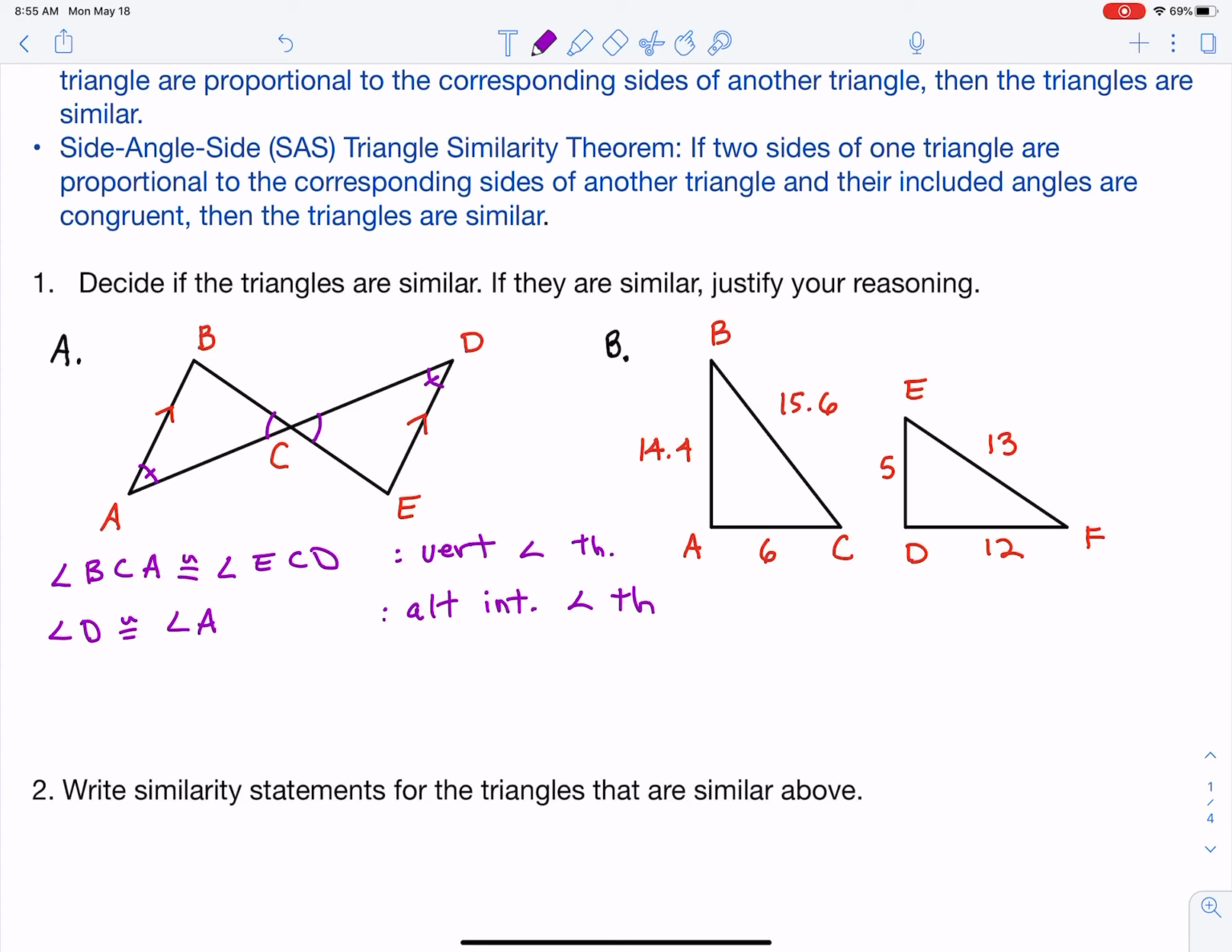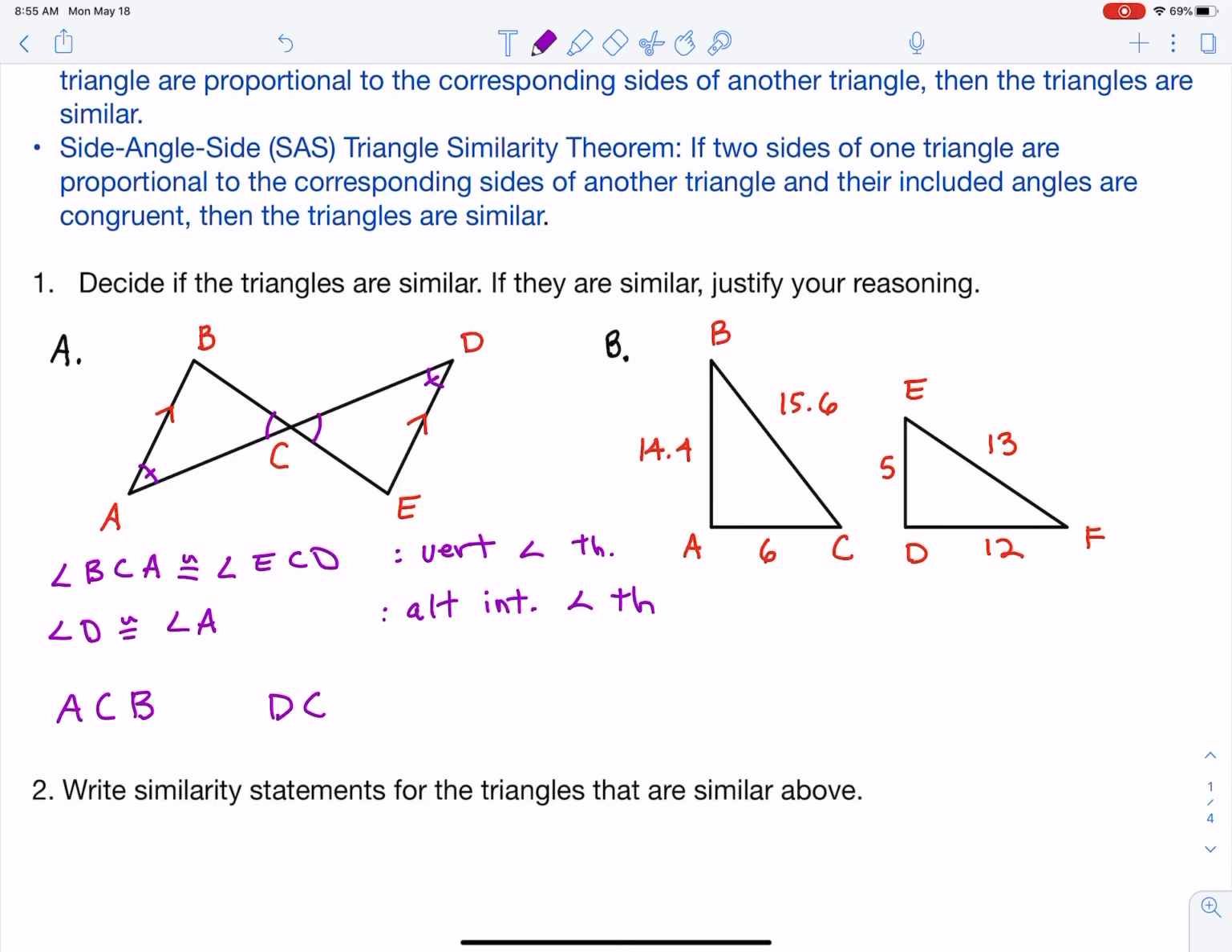So I'm going to say, since I know that angle A is congruent to angle D, I also know that angle BCA is congruent to DCE. I'm going to say angle C and C. And then what else? Our last ones are B.